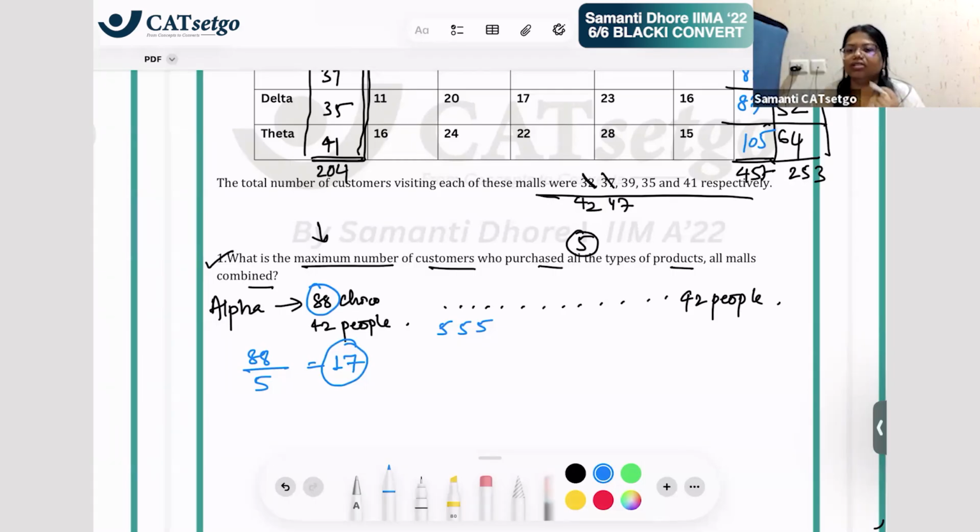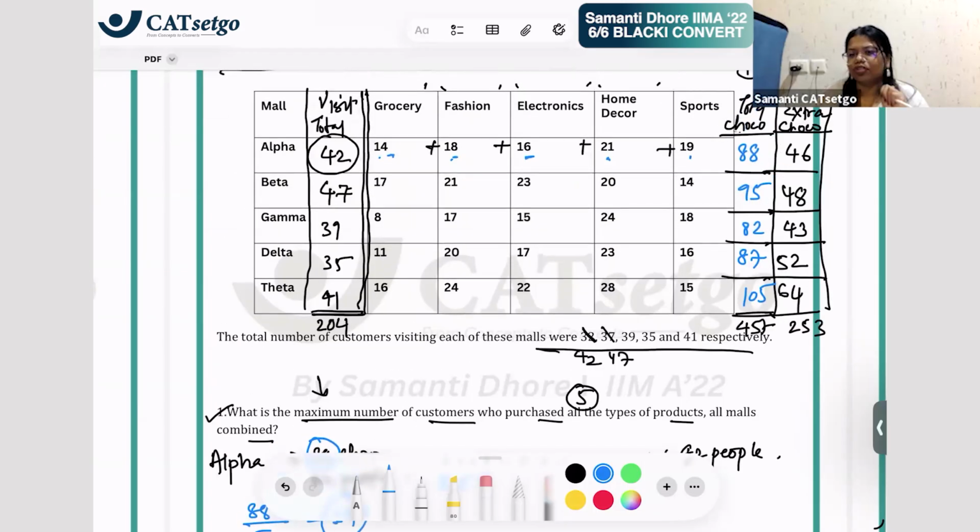Although there are certain conditions that you need to take care of after you make this calculation, because you have to make sure that this is possible also. If I am giving 17 chocolates, because see, there are 5 types of chocolates I have. One is a grocery chocolate, fashion chocolate, electronics chocolate, home decor chocolate, sports chocolate.